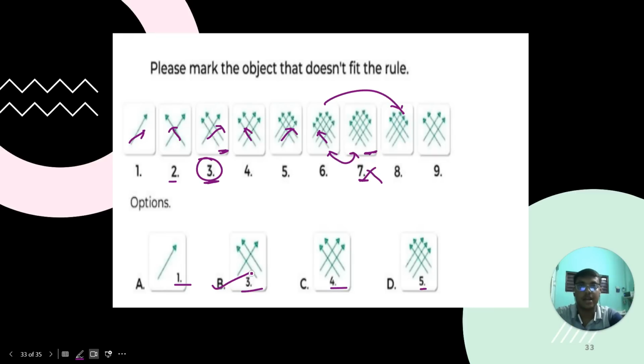I hope I could make you all understand. Let's move on to the next question.